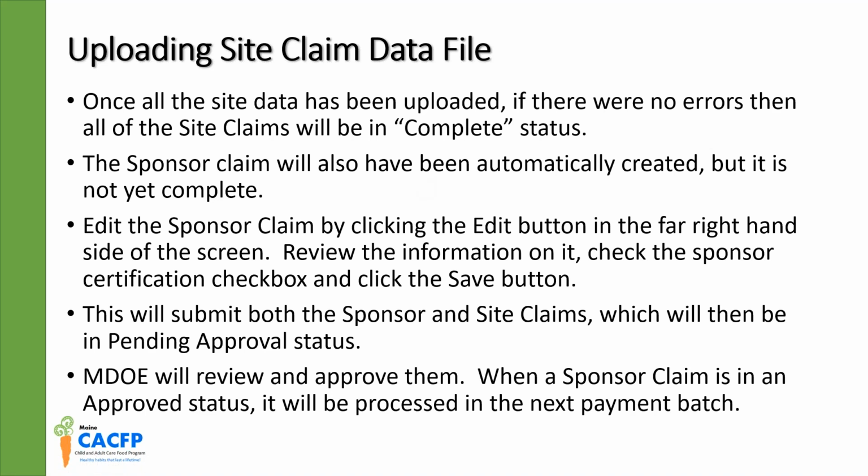Once all the site data has been uploaded, if there were no errors, all the site claims would be in complete status. The sponsor will then also have been automatically created, but it's not complete yet. Like I said, you need to edit the claim, by clicking the Edit button in the far right-hand side of the screen. Review the information on it, check the sponsor certification checkbox, and click the Save button. This will submit both the sponsor and the site claims, which will then be in pending approval status. We will review and approve them. When a sponsor claim is in approved status, it's going to be processed in the next payment batch.